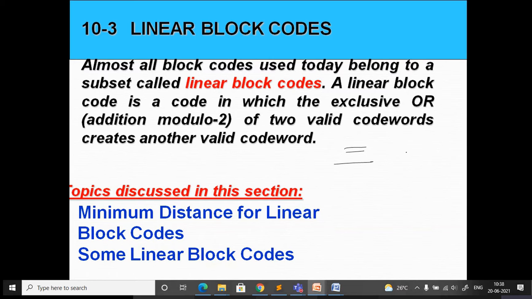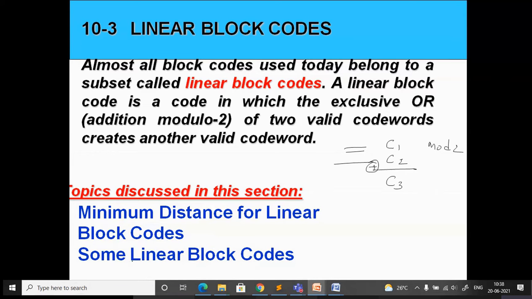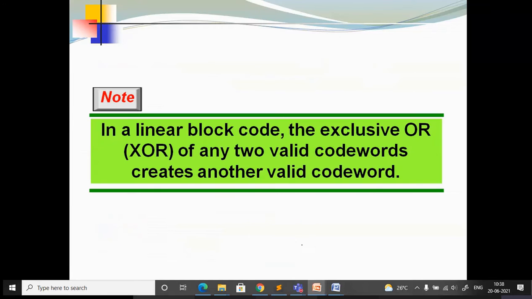Are you getting the statement of what a linear block code is? If you take two code words and add them, using exclusive OR or mod 2 operation, you are going to get one more code word that is a valid code word. That concept is called a linear block code. So how does a linear block code work? Let's go. We'll discuss the minimum distance for linear block codes and some other linear block codes.